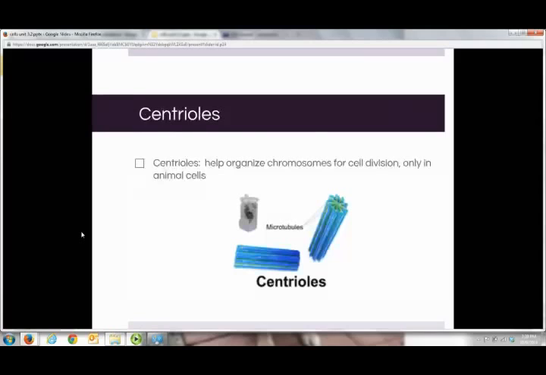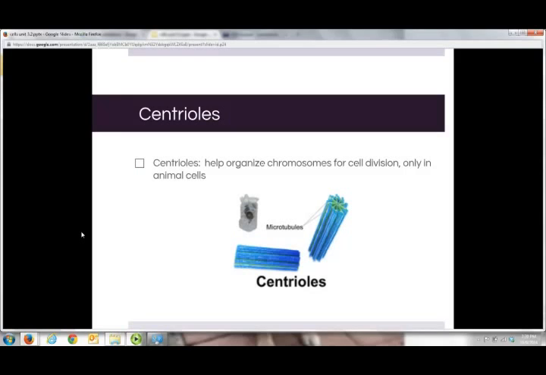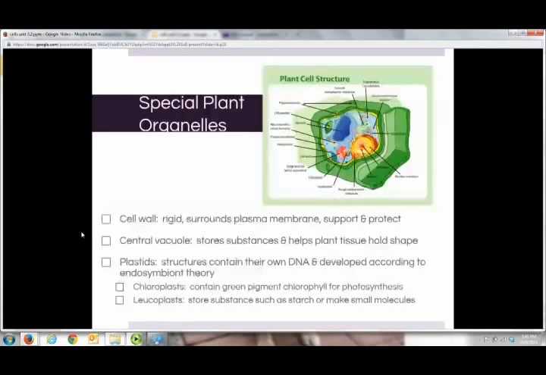The centrioles are a small organelle that's used to help organize the chromosomes during cell division. The role of the centrioles is not completely understood, and we know that they are not essential for all cell division because these only occur in animal cells, and we do see cell division in plant cells without the presence of centrioles.